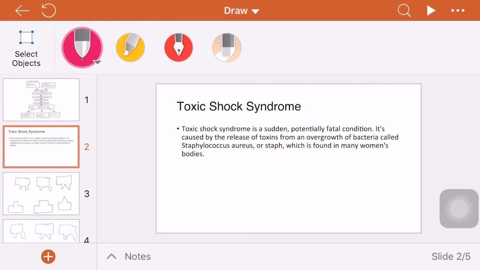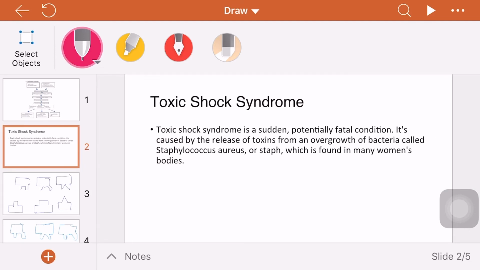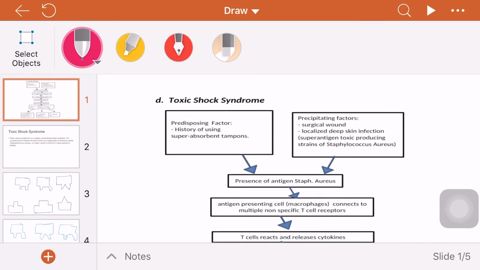Now, next is reproductive disorder. I chose toxic shock syndrome. What is toxic shock syndrome? It is a sudden, potentially fatal condition. It's caused by the release of toxins from an overgrowth of bacteria called Staphylococcus aureus or staph, which is found in many women's bodies. Now, let us first determine unsa man to ang mga predisposing factor and precipitating factors.